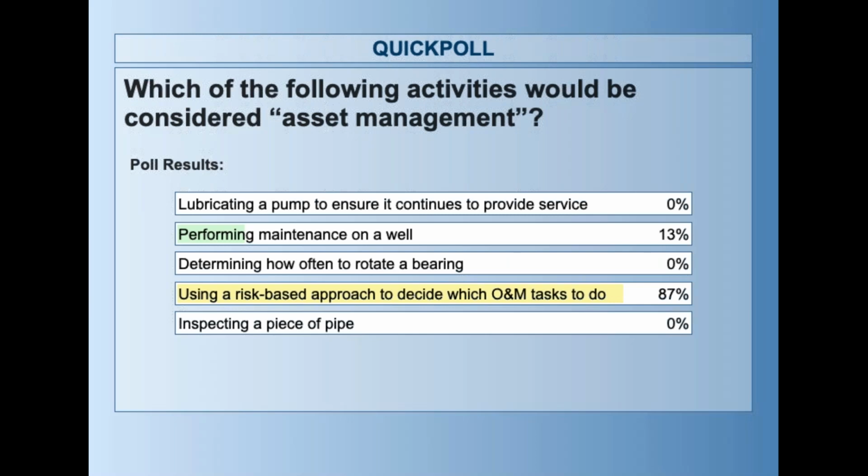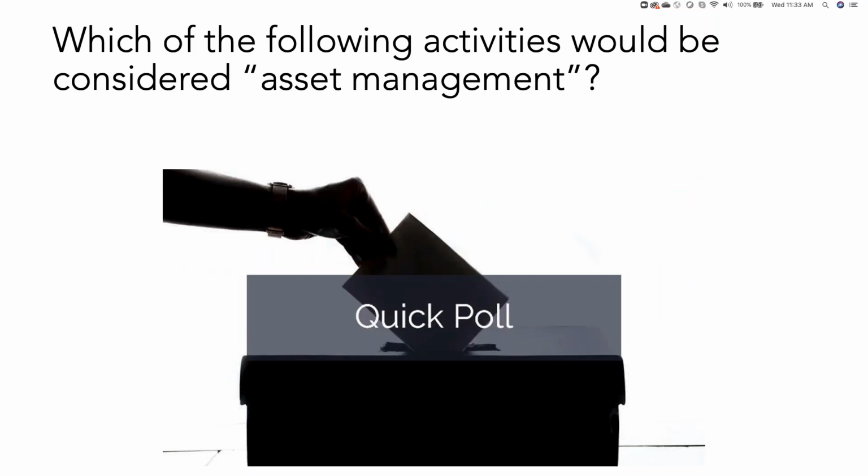So the answer of using a risk-based approach to decide which O&M tasks to do is indeed the answer I would pick, because this is strategically looking at all of your assets. And we're going to talk in a little bit about exactly how that risk-based approach works with O&M tasks. So great job, everybody, for most of you picking that answer, and all of the other answers related to things you could do to an individual asset. So they would much more fall into that managing assets category.